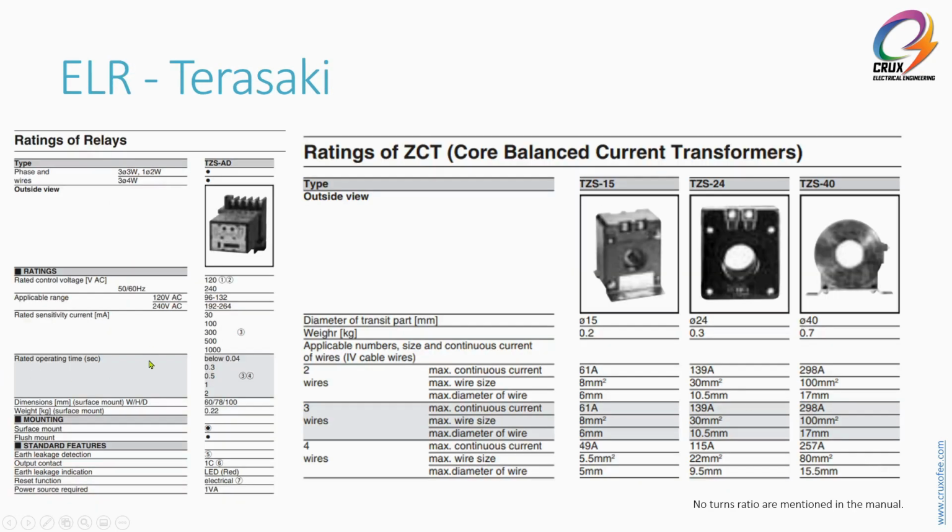So this is one example from Terasaki. This is quite old. I think 30, 40 years ago it's already there, since the late 80s or 90s. So we have here the sensitivity. You can adjust from 30 milliamps up to 1000 milliamps. The operating time is also adjustable from 0.04, or I would say instantaneous, 40 milliseconds, up to 2 seconds. But here it doesn't mention what is the turns ratio of the ZCT. But you must use the same brand for the ZCT and the ELR, for Terasaki.